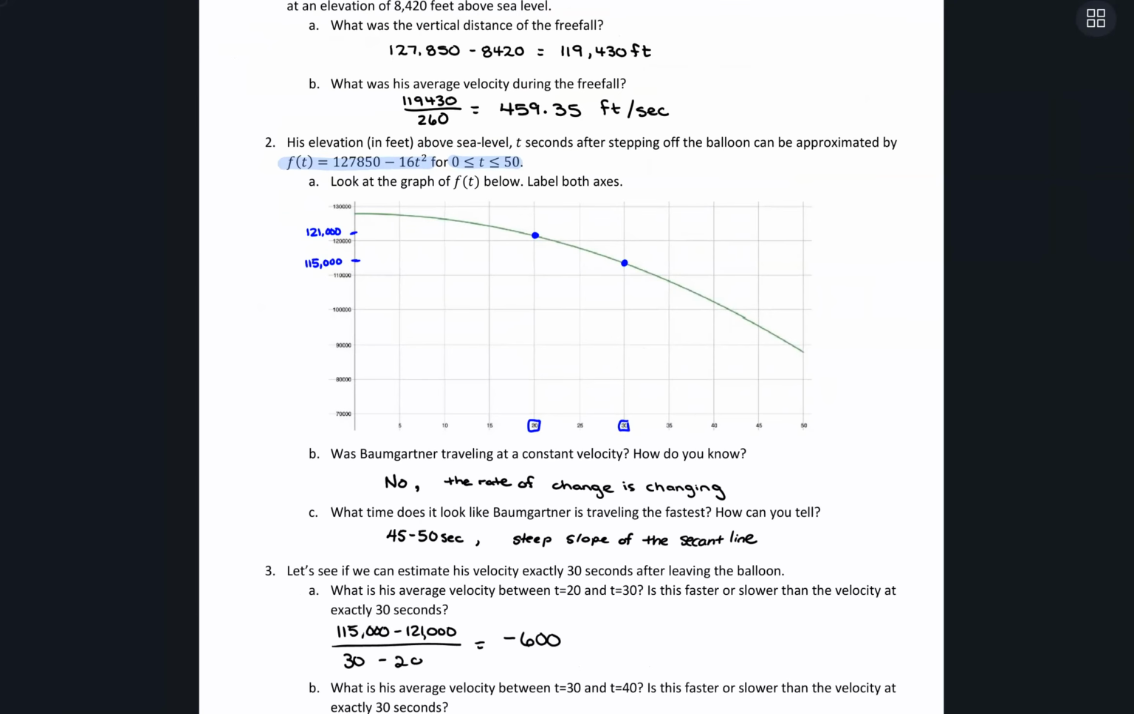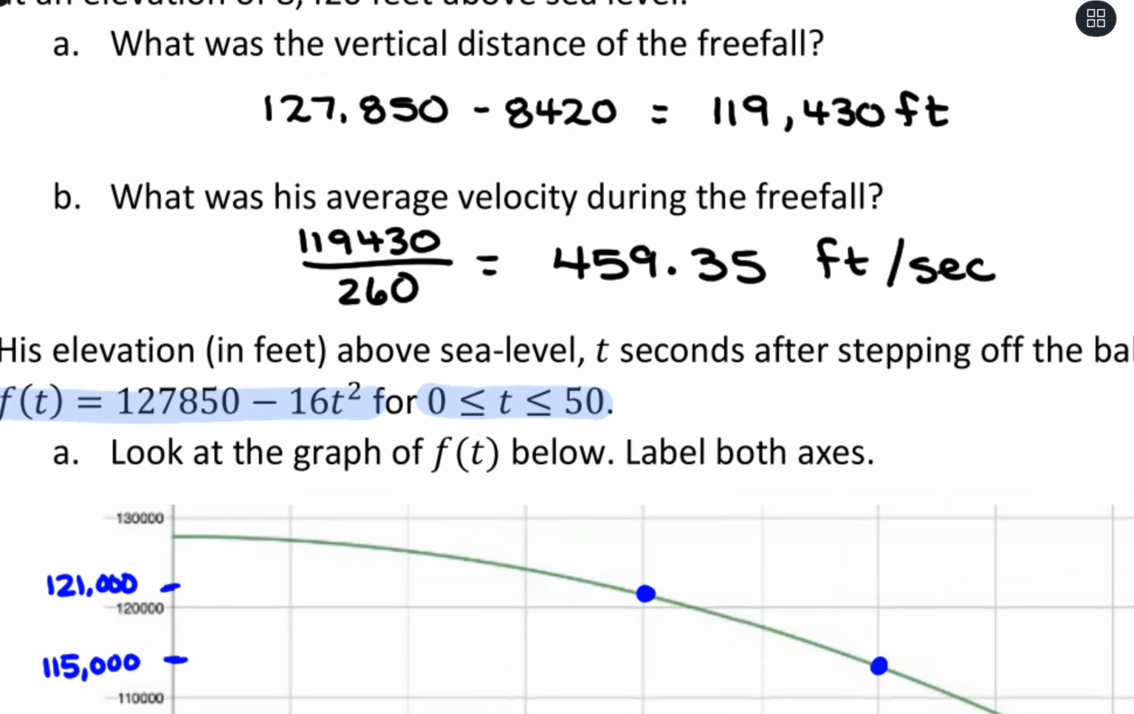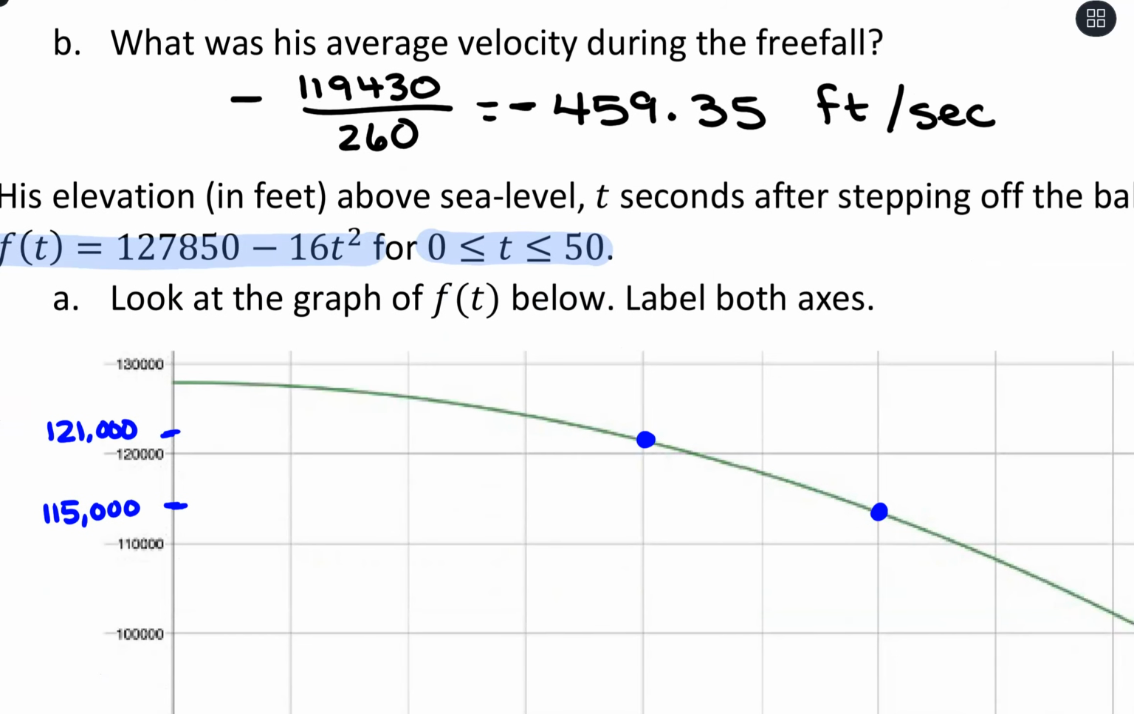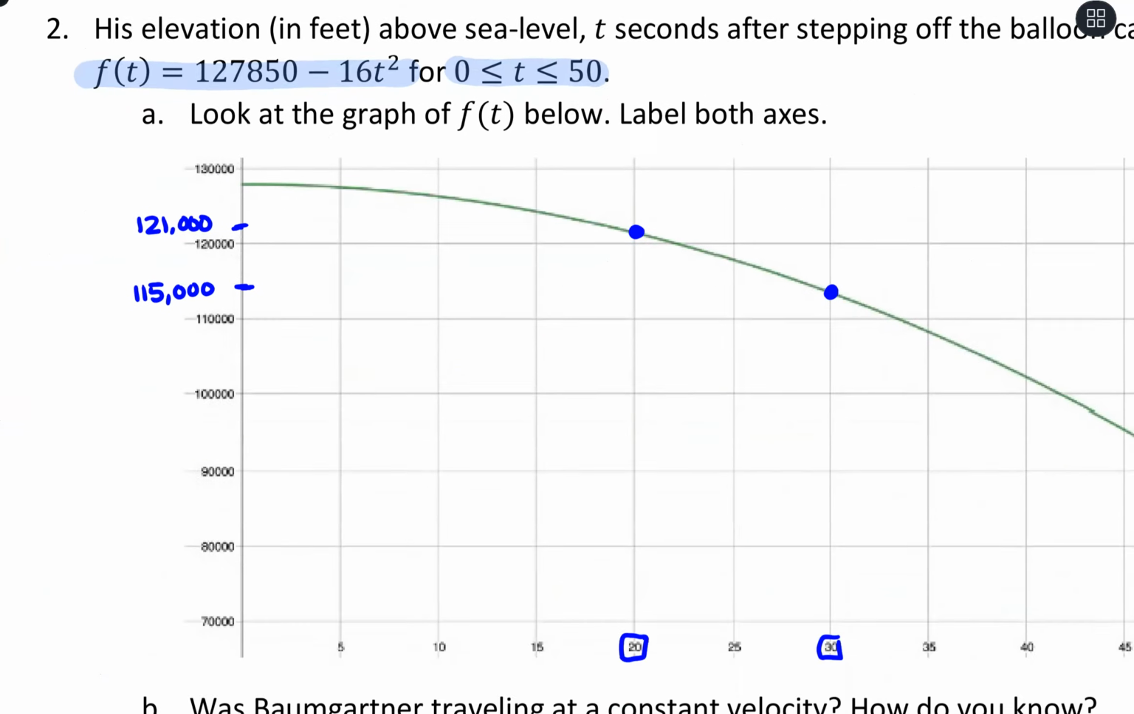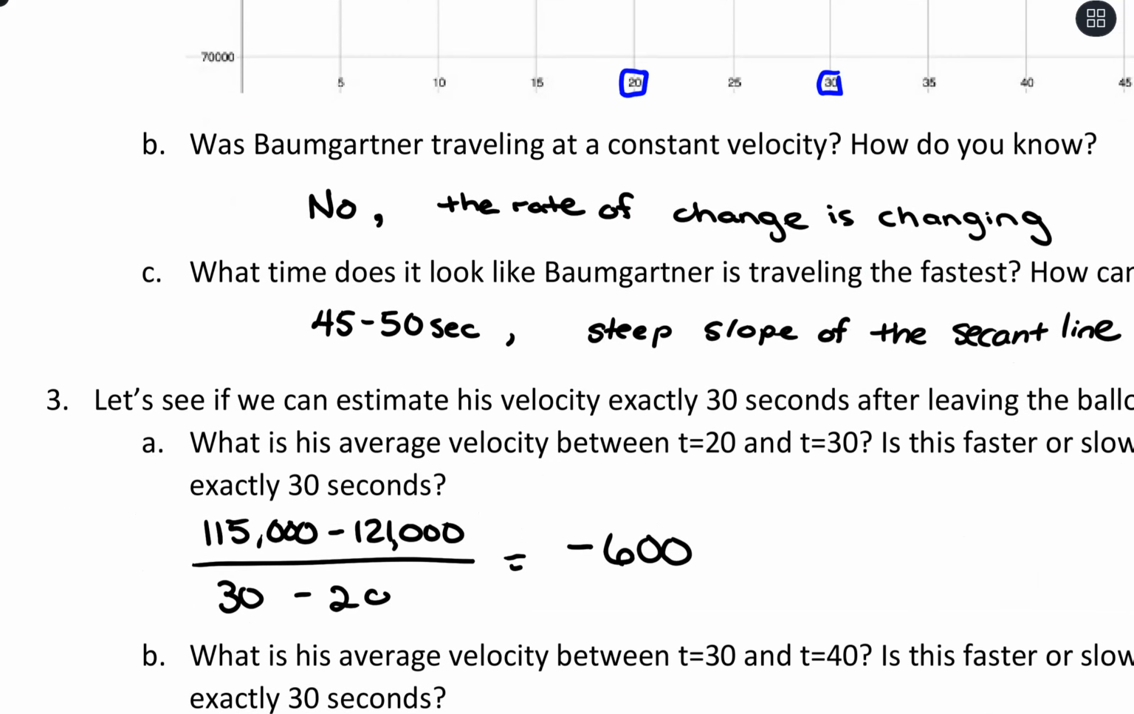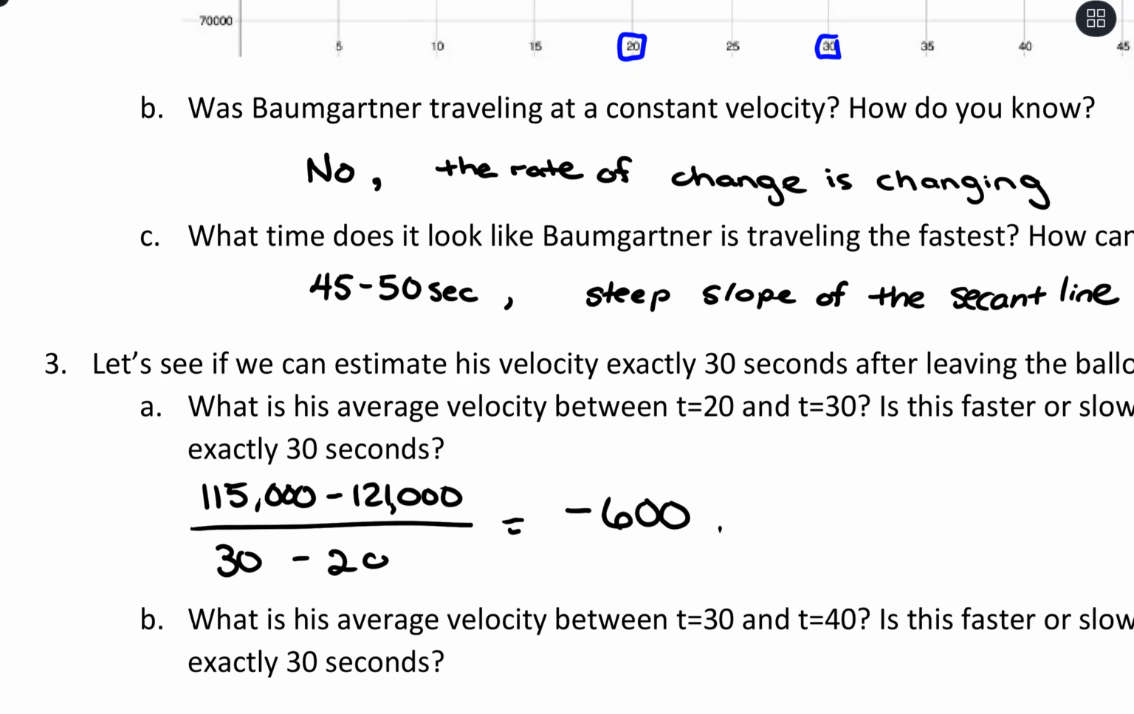And actually, something I should have had up here is a negative symbol, because it's going in the downward direction. So I should have had that up above with that average velocity that we were estimating. And the same thing is going to happen here with negative. So from 20 to 30 seconds, I'm seeing negative 600 feet per second.